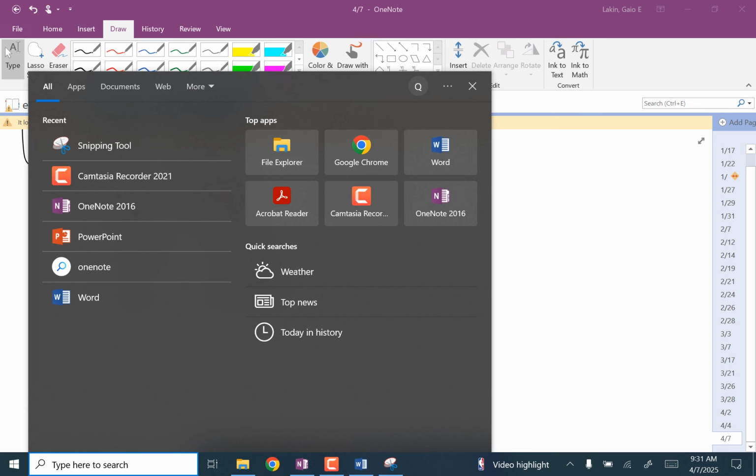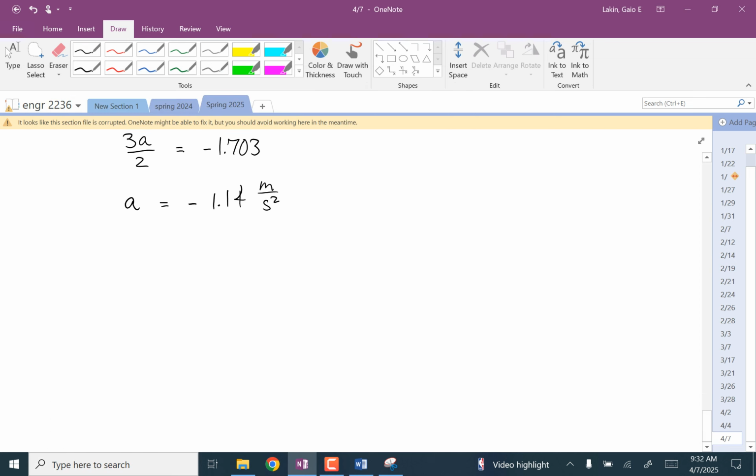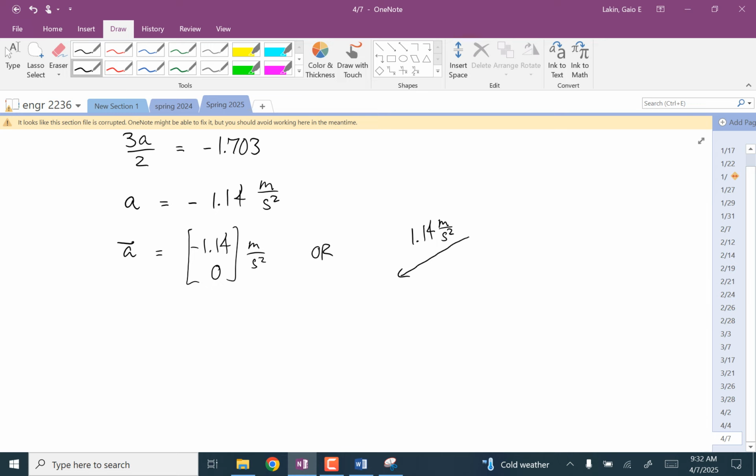And now that you have that variable value, if you plug that back into the vector, you get that the acceleration vector is negative 1.140. Or in other words, it's in the negative x direction, so this way at 1.14. Any questions about that? Okay.